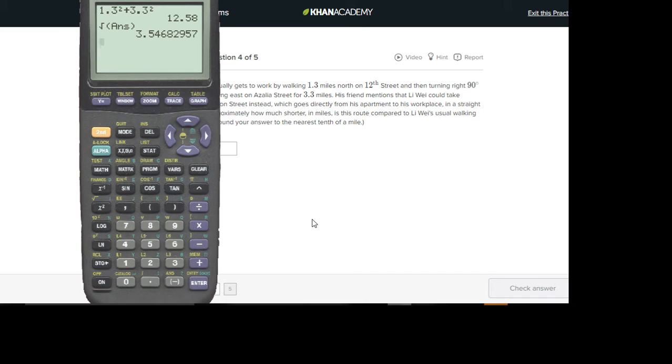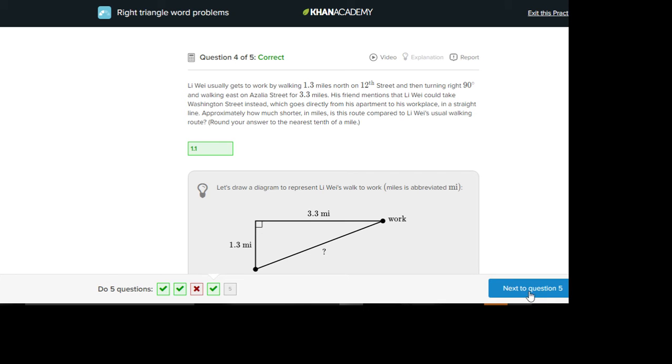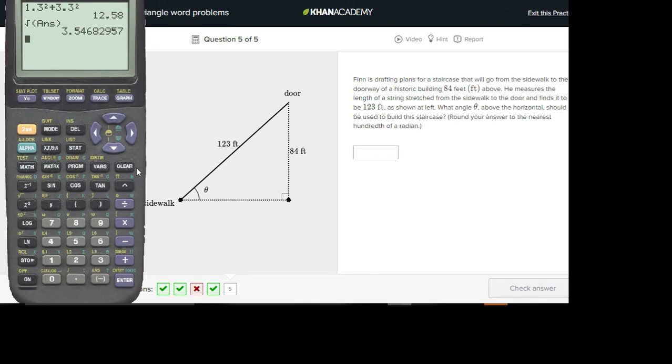5 miles. You gotta figure out like shorter compared to his usual route. 1.1 mile. Hypotenuse and adjacent. So, yeah.